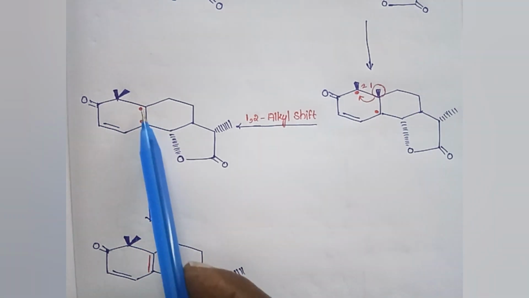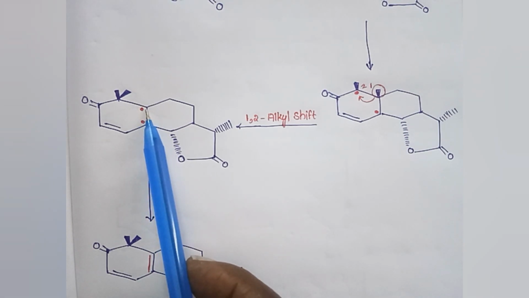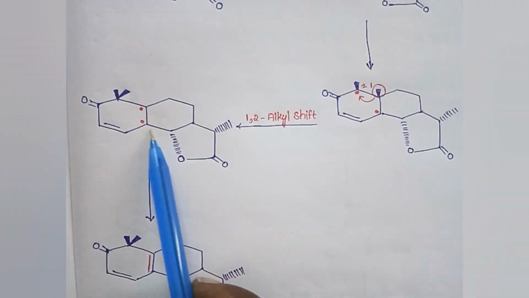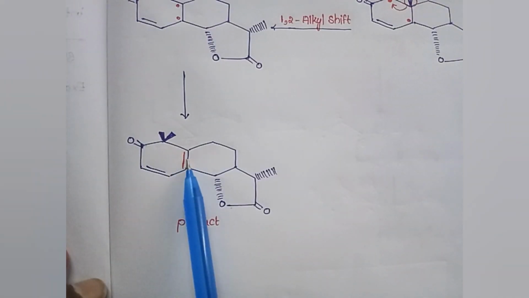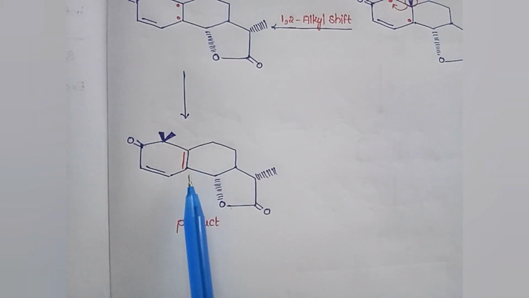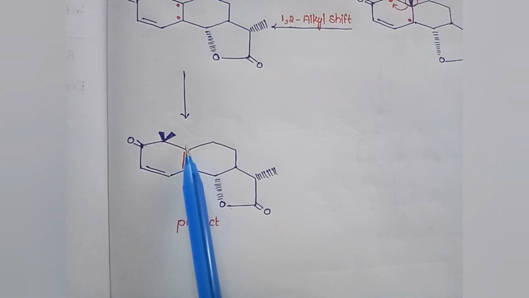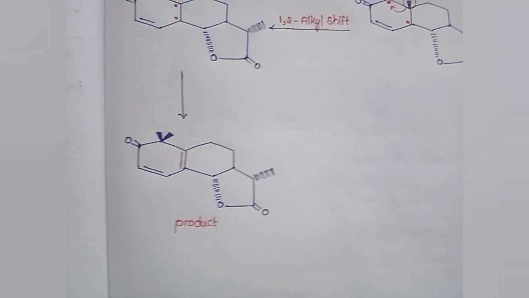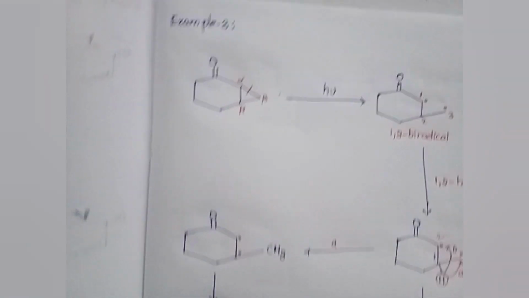These two radicals, this radical and the radical already formed, will together form a new bond, as a result of which we will get a new bond between these two carbon atoms. This is the only product in this reaction. Let us see some more examples.